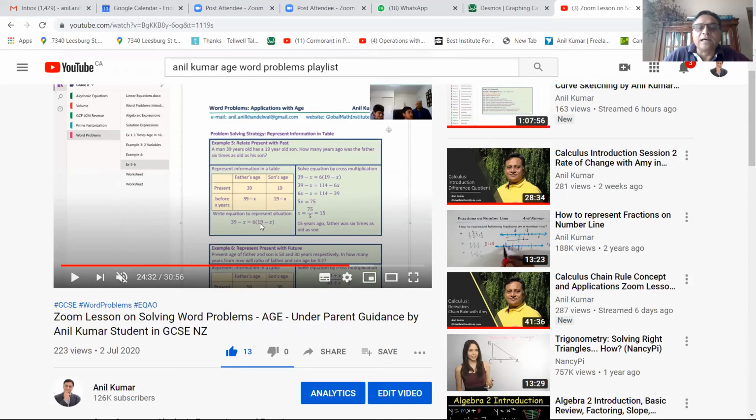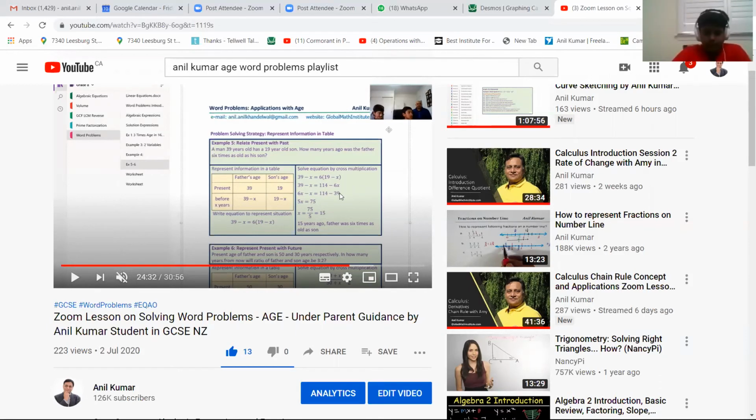Since we have six times two numbers within the bracket, we have to perform the distributive property. We have to multiply 6 with 19, and we have to multiply 6 by minus x to get 114 and minus 6x on the right-hand side. Is that clear? Yes, sir.